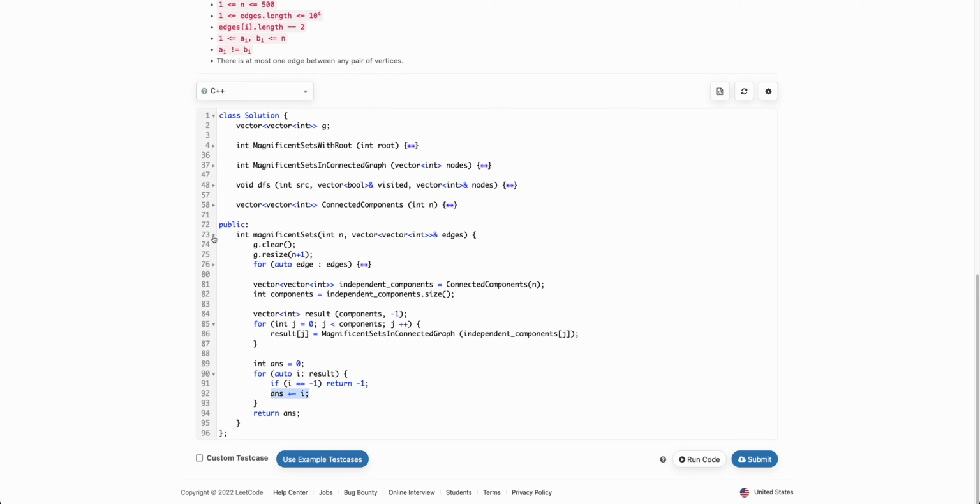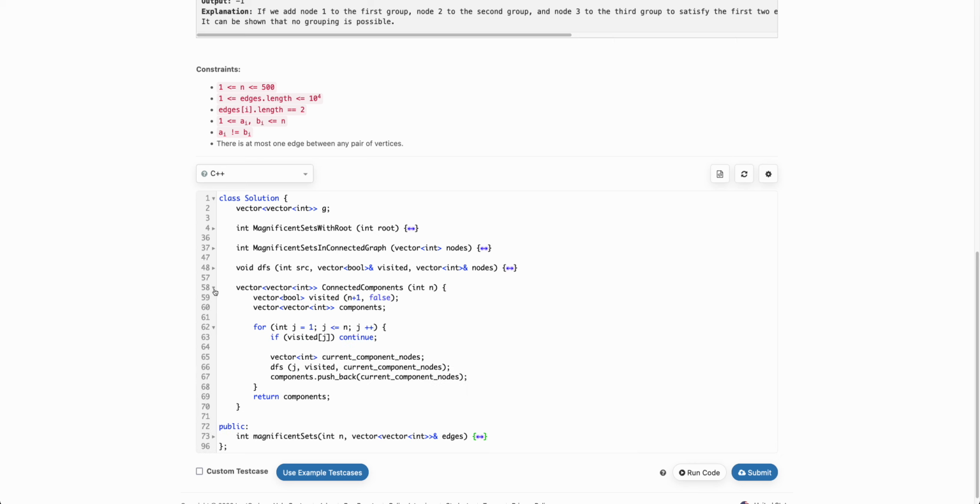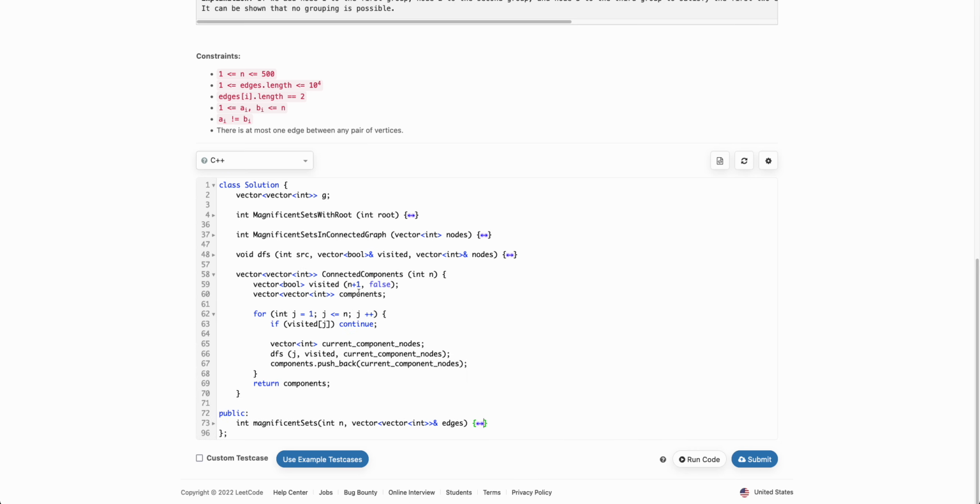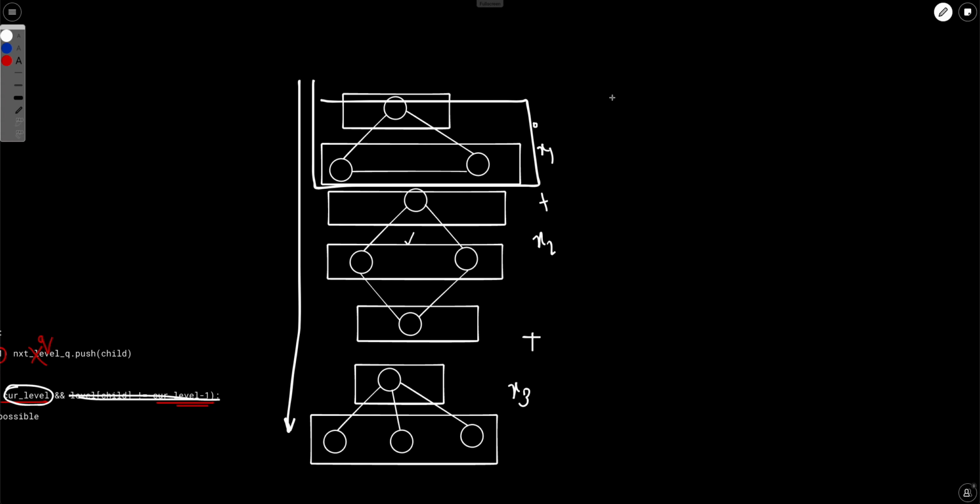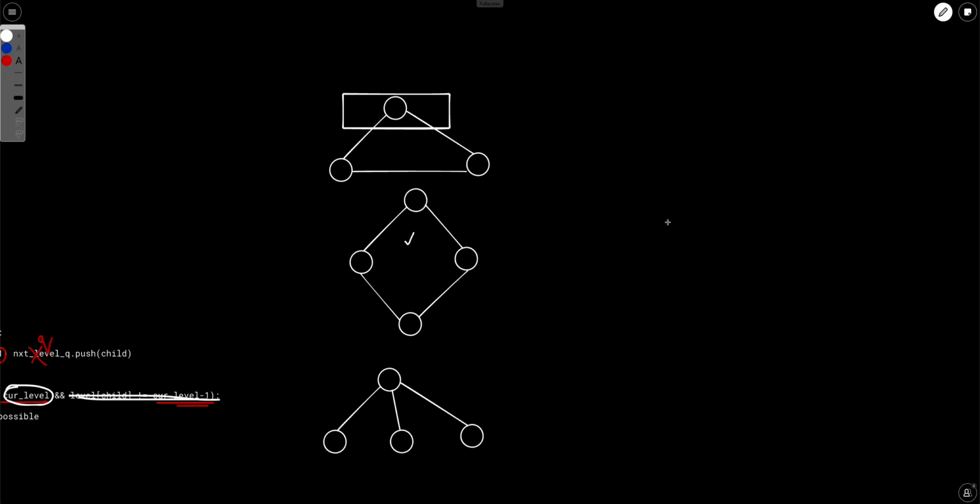Okay. So now let's look at the connected components code first. What is the motive? The motive is to find out how many different graphs or components there are which are connected. This is a very standard problem, you can just search it and you will get it. But the crux is, let's clear this up, that will make things clear.